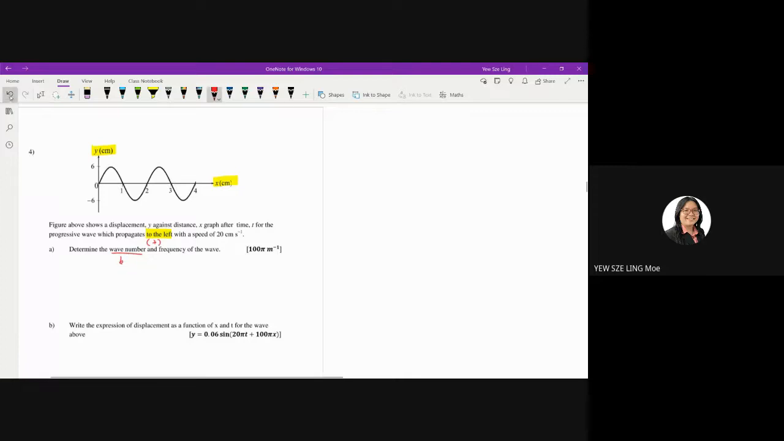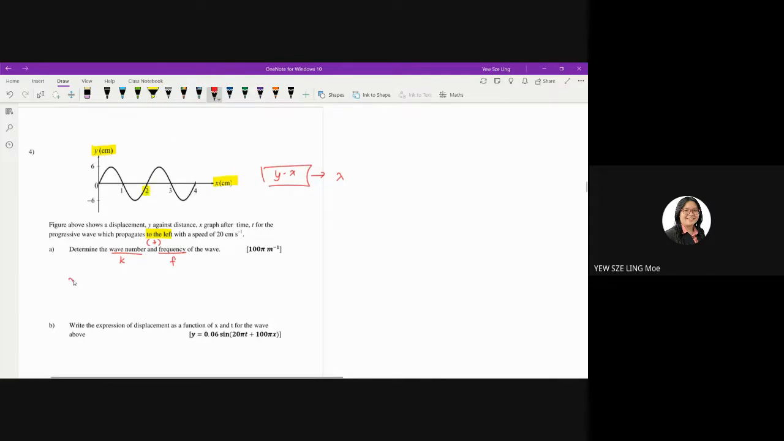Okay, wave number is k, and then frequency is f. So now you have a y against x graph. From the y against x graph, the information that we can obtain is lambda. If you look at this graph, you have 1, 2, 3, 4 along the x-axis, but lambda is located at 2, after one complete cycle.